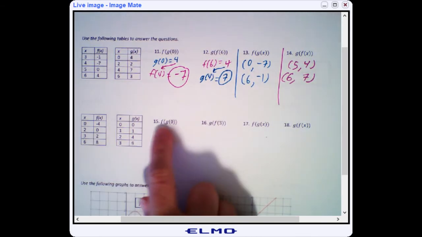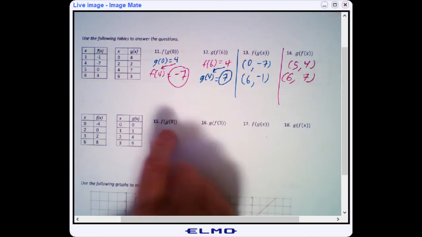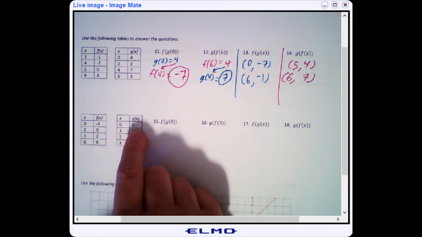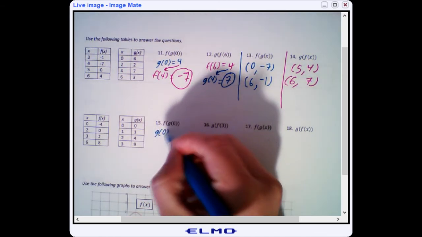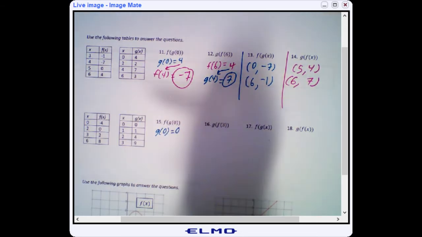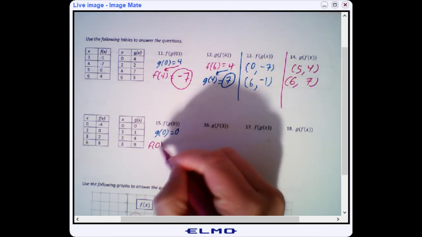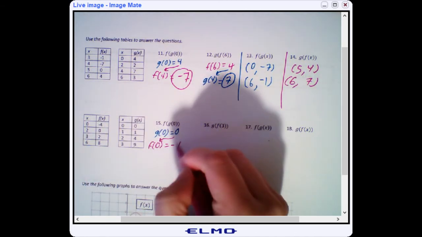f of g of 0. So I'm going to start in the g first. I find 0. 0 goes to 0. And then we're going to do f of 0. And f of 0 goes to -4.